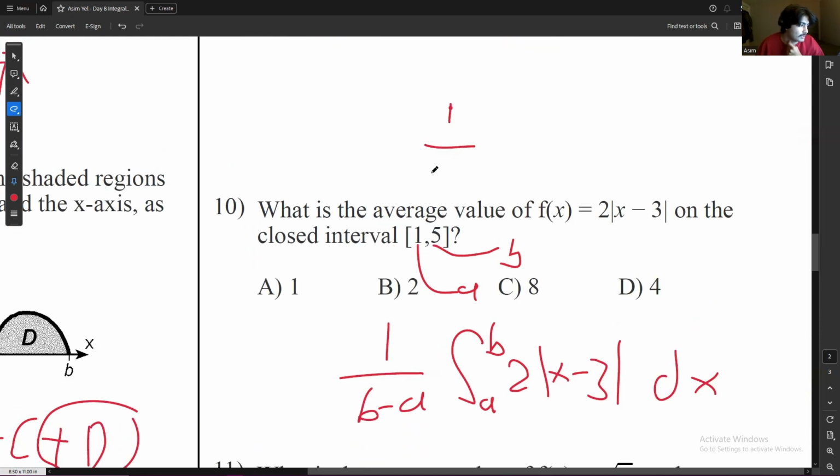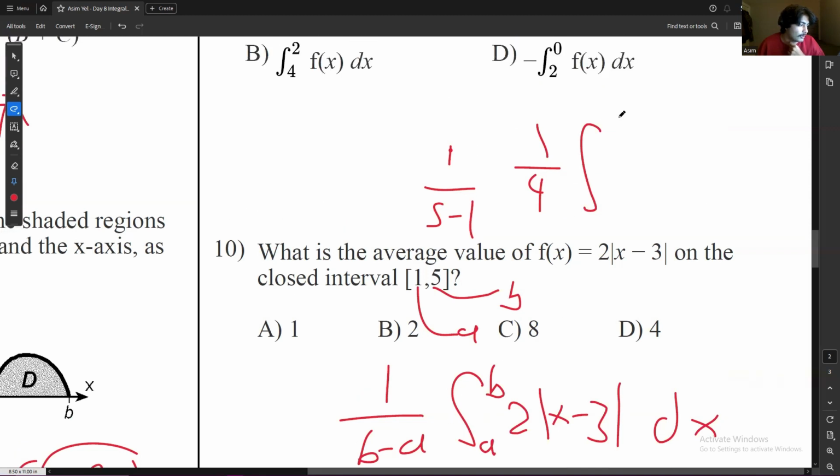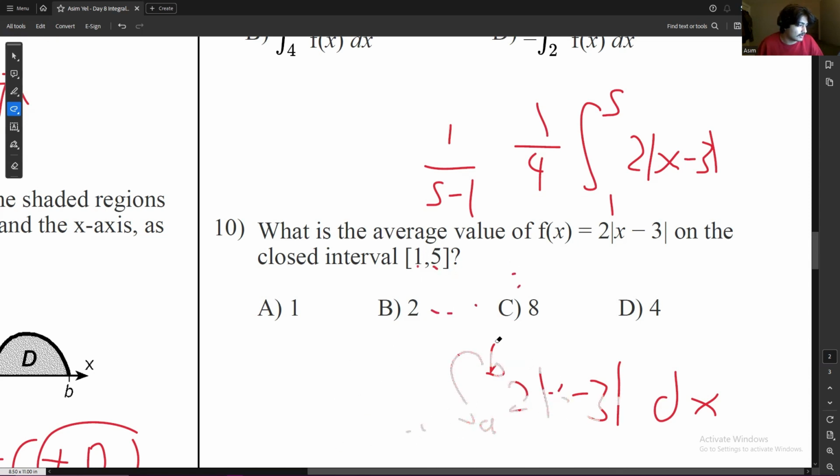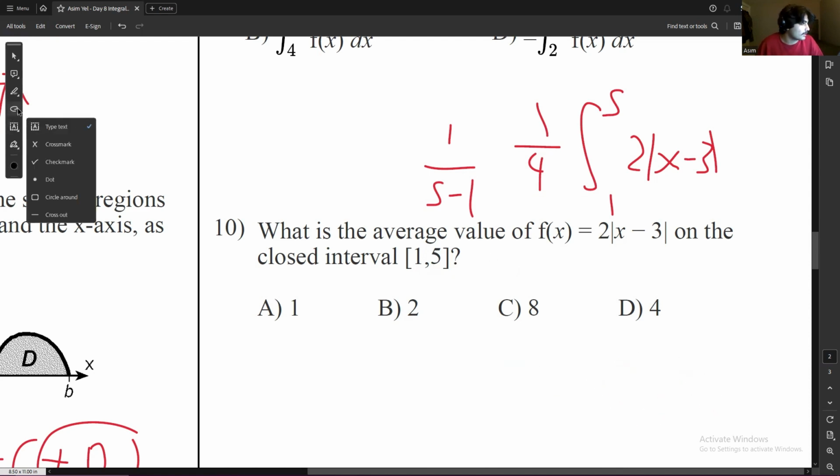So let me just write this down. 5 minus 1 is 4, so 1 over 4, and you're just going to integrate from 1 to 5 the function 2 times the absolute value of x minus 3. It looks complicated, guys, I know. Let me just erase this. I know it looks complicated, but actually it's not, because we did this like 3 or 4 times today, so it's actually no different than what we did today. So just don't worry. All right, I erased it.